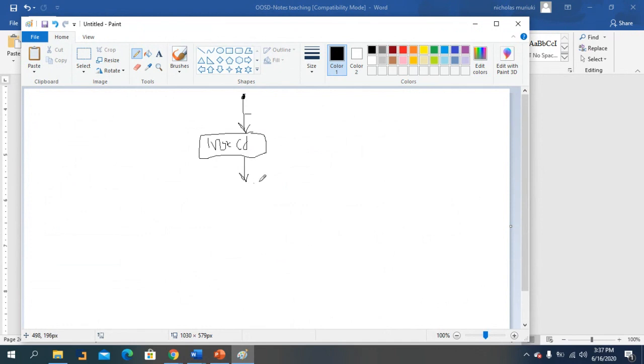So you can enter password. After entering the password, what else are you supposed to do? Now, remember, this person might have two options: either it is correct or it is not correct. So you can have a decision.